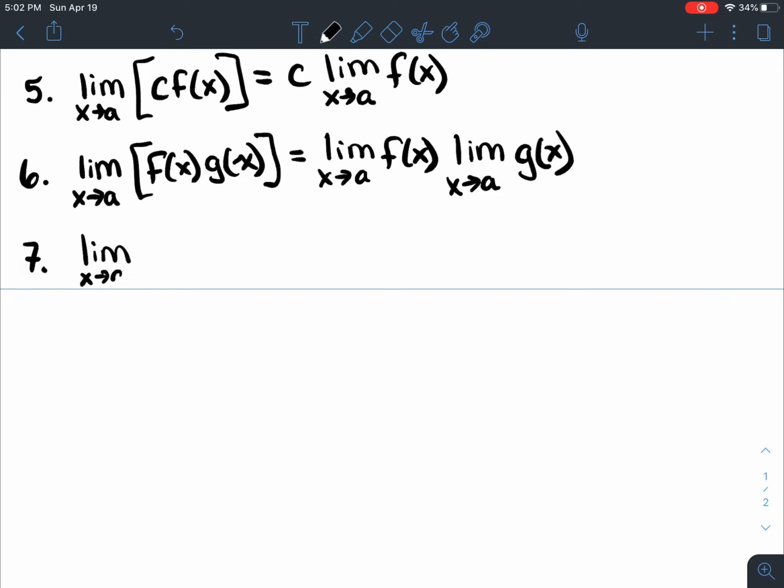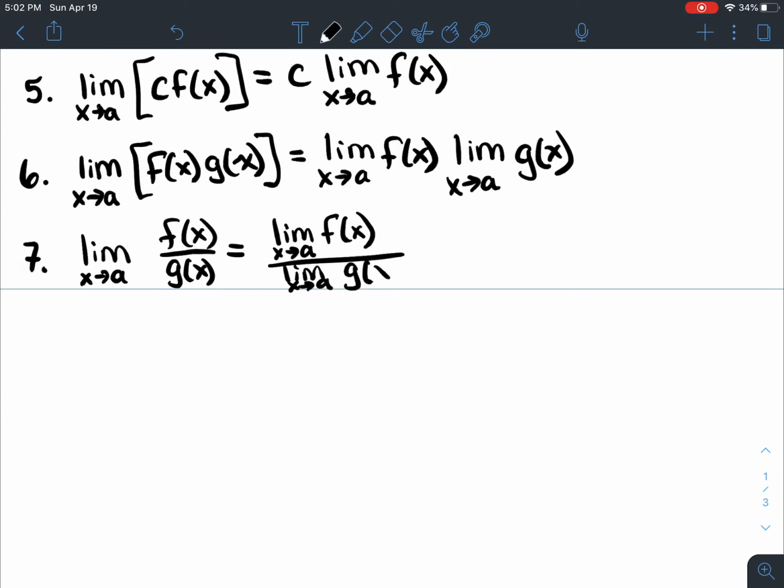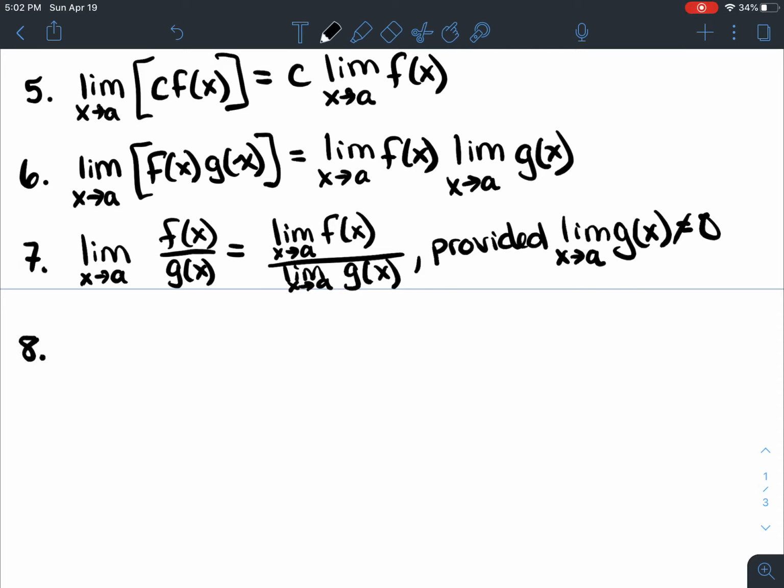quotients. So the limit as x approaches a of f of x divided by g of x is equal to the limit as x approaches a of f of x divided by the limit as x approaches a of g of x. And that is provided that the limit as x approaches a of g of x does not equal 0. Okay, otherwise we'd have a denominator of 0.